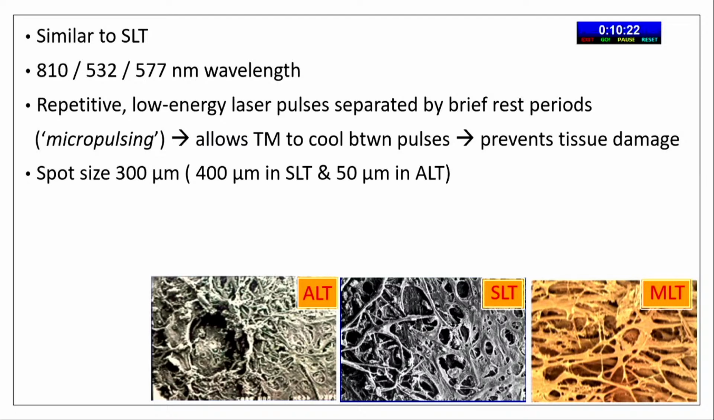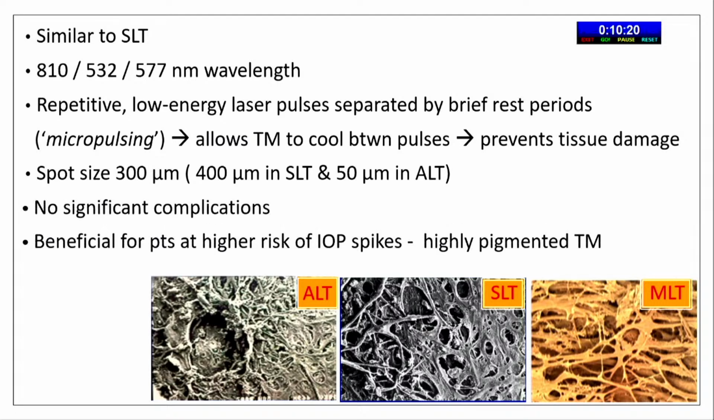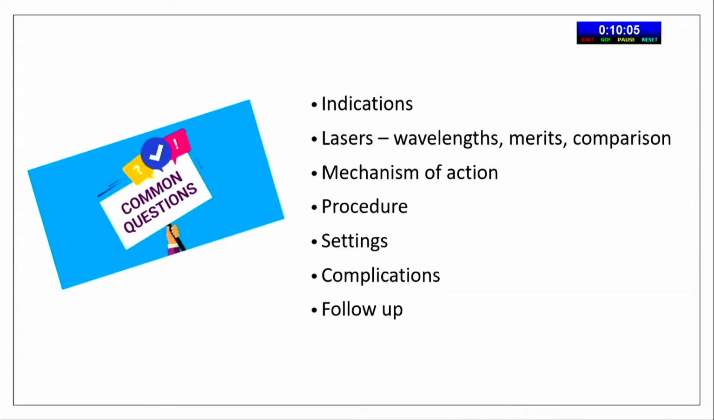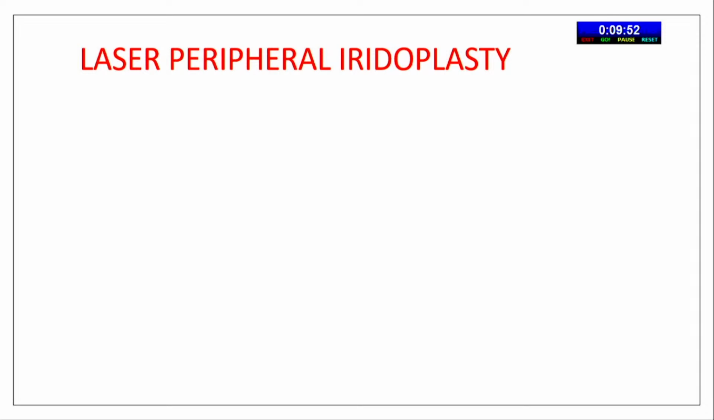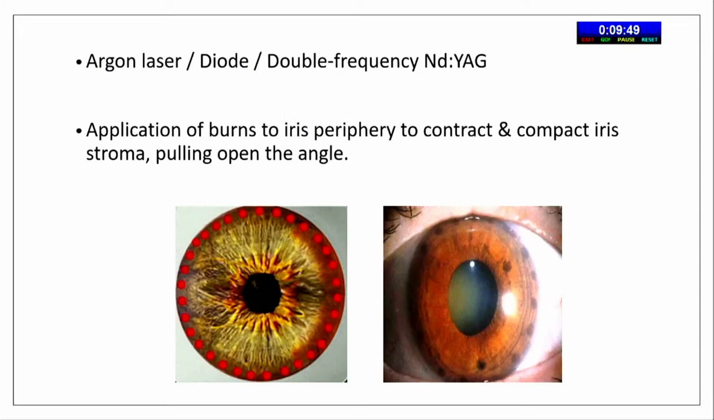The spot size is 300 microns. Because it is in a micropulsing fashion, no significant damage or complications are there. And for the same reason, it is beneficial in patients who have dense pigmentation of the meshwork and who are at a risk of higher IOP spikes. These are the common questions which can come with respect to laser trabeculoplasty. And since here you have three different types of lasers, argon, selective, and micropulse, you can write about their merits and comparison also. Coming to iridoplasty, again, any of the three lasers can be used: argon, diode, or double frequency YAG.